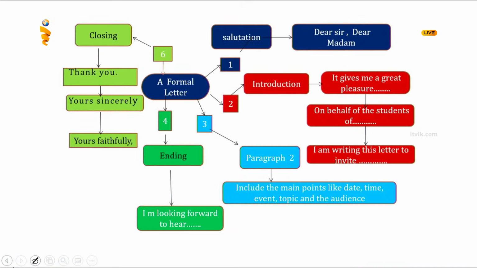Look at this. A formal letter. The dark blue box says salutation. What can we write in the salutation? Dear sir, dear madam.